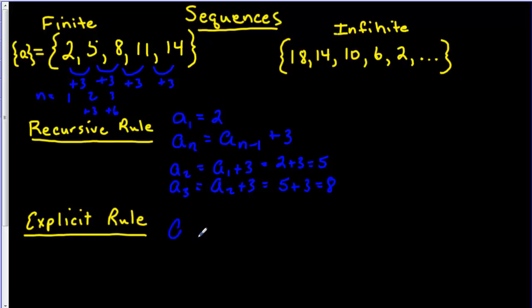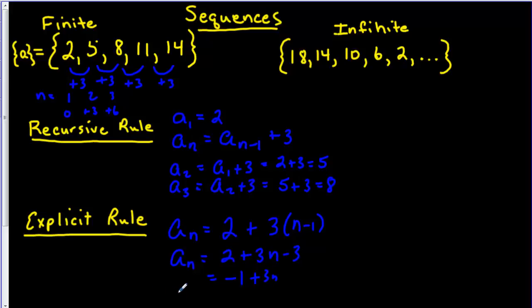We could write our rule as the first term plus some number of 3's, and the number of 3's we add is 1 less than the term. So here we had 0 threes, 1 three, 2 threes, 3 threes. Each time we've added 1 more 3, so that's multiplication. We could then simplify this explicit formula by distributing our 3 and combining like terms. So 2 and negative 3 is negative 1, plus 3n.